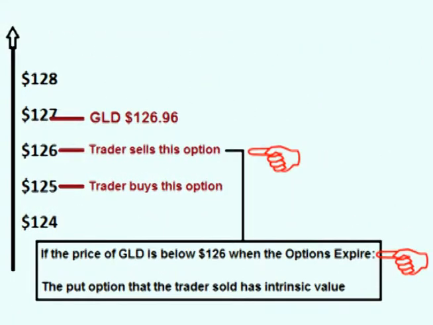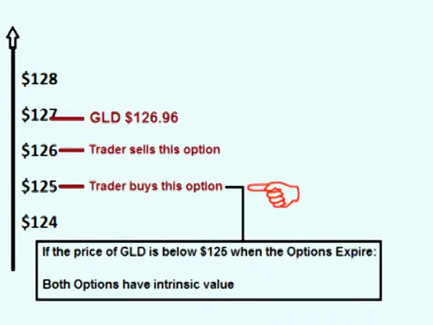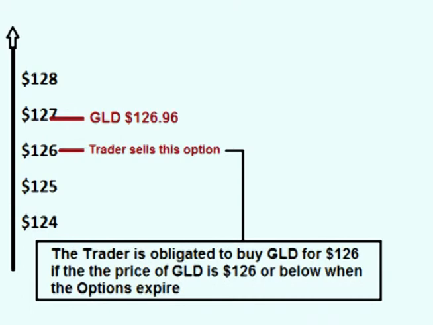If the price of GLD drops below $126, the put option that the trader sold begins to have intrinsic value. If the price of GLD drops below $125, the put option that the trader bought begins to have intrinsic value. This means that for $125 and below, the loss on the option that was sold is the same amount as the gain on the option that was bought. So let's break this down.